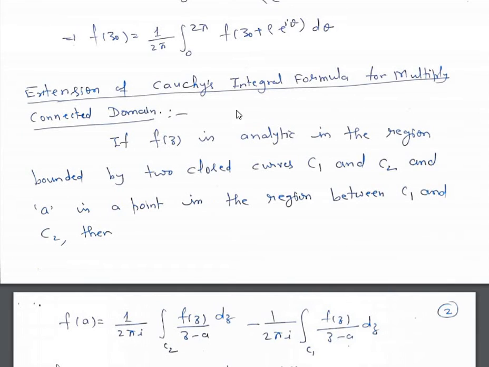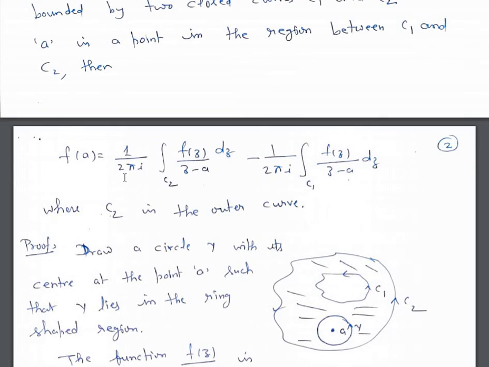Now let's take the extension of Cauchy's integral formula for multiply connected domains. If f(z) is analytic in the region bounded by two closed curves C1 and C2, and A is a point in the region between C1 and C2, then f of A is 1 upon 2 pi i integral over C2 f(z) dz upon z minus A, minus 1 upon 2 pi i integral over C1 f(z) dz upon z minus A.